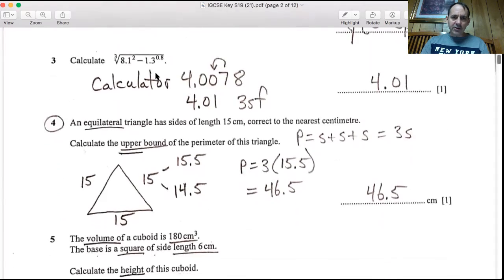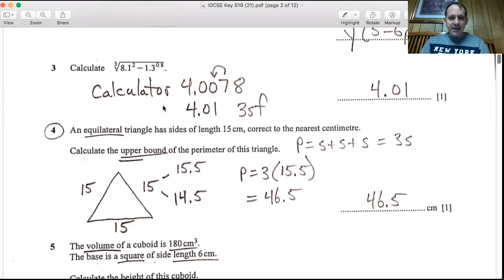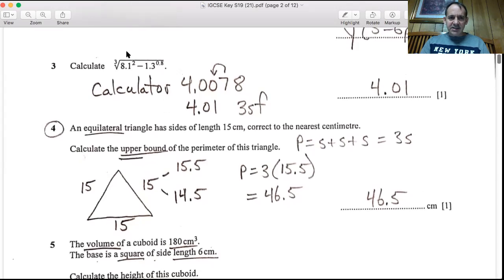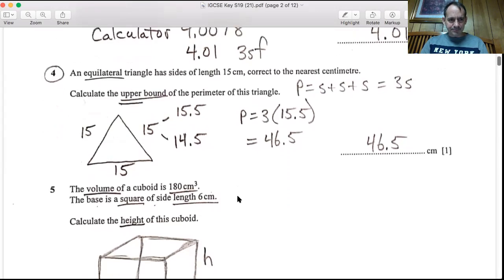Number 3 is a calculation. You just do it on your calculator. Make sure that you get the right value here, the 4.01 or the 4.0078. And what's important is that you can enter it into your calculator and get your calculator to follow the correct order of operations. So if you get it right, then you probably understand your calculator. If you don't, then you need to have someone show you how to do that correctly.